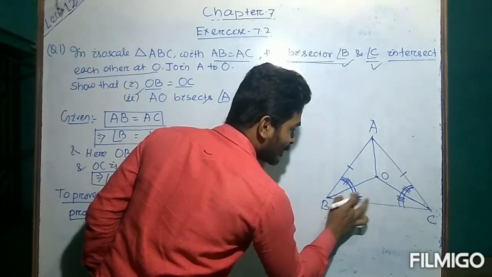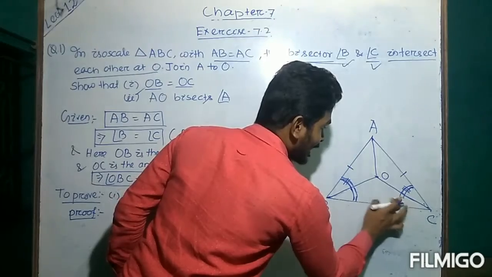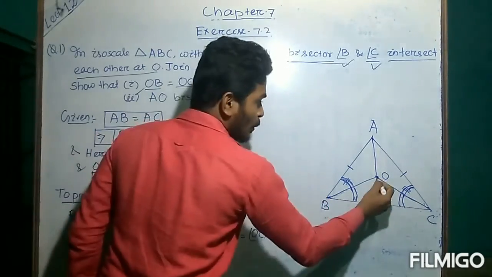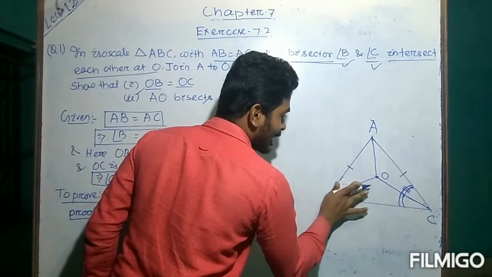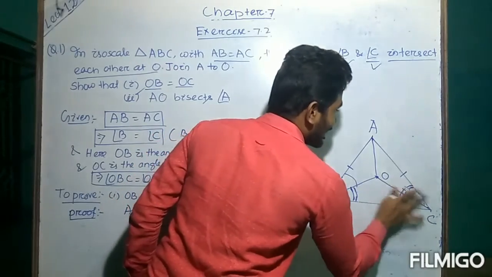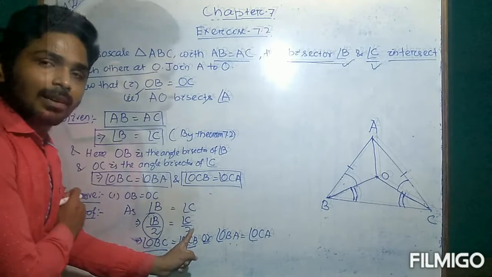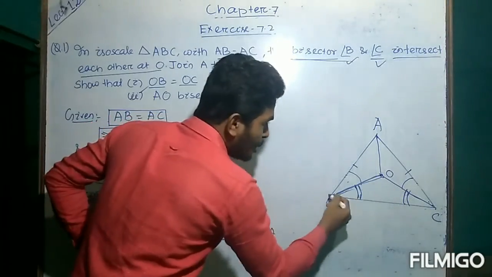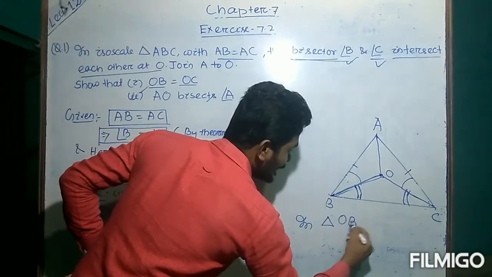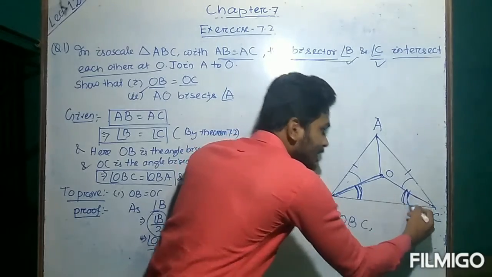OBC, that means this angle, is equal to OCB, this angle. Right? And OBA, that means this angle, is equal to OCA, that means this angle. Okay, understood? Now consider the triangle OBC. In triangle OBC, as we have found that this angle is equal to this angle.